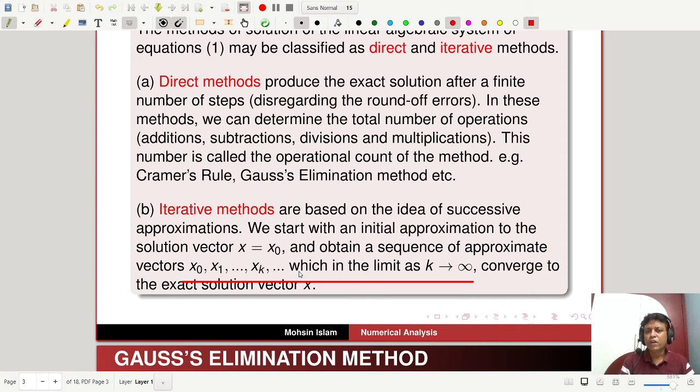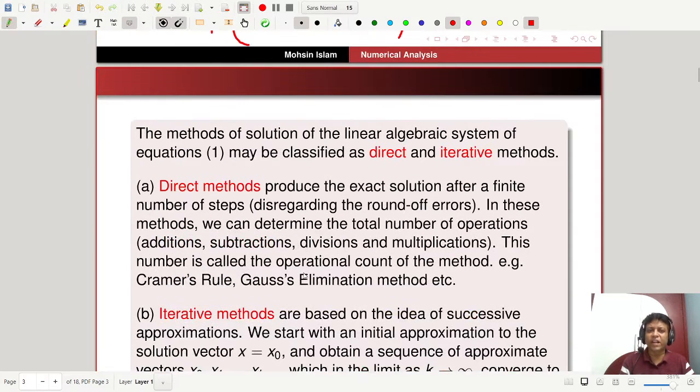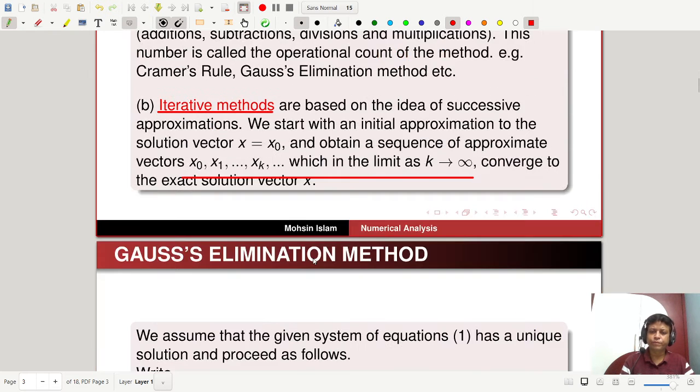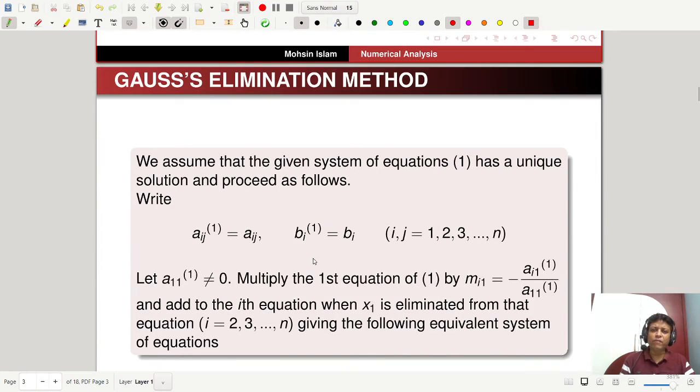So you have classified into two methods only, direct methods and iterative methods. Direct methods are Cramer's rule, Gauss elimination. Iterative methods are Gauss-Seidel, etc. We'll discuss about that. Now I will talk in this lecture today about Gauss elimination and Gauss-Jordan.